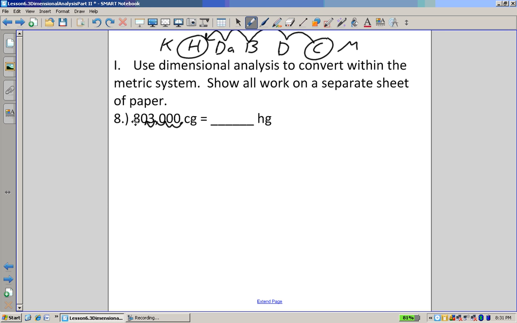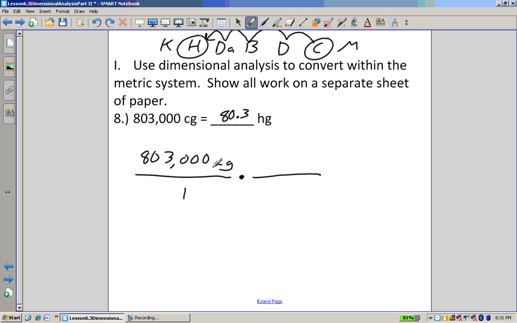So we get 80.3000. The thing is, these zeros are after the significant digit in the decimal place, so these are not necessary. We have 80 and 3/10 hectograms. Now let's go back and prove this using some dimensional analysis. 803,000 centigrams, we're going to put this in rational form, divided by 1, times blank.